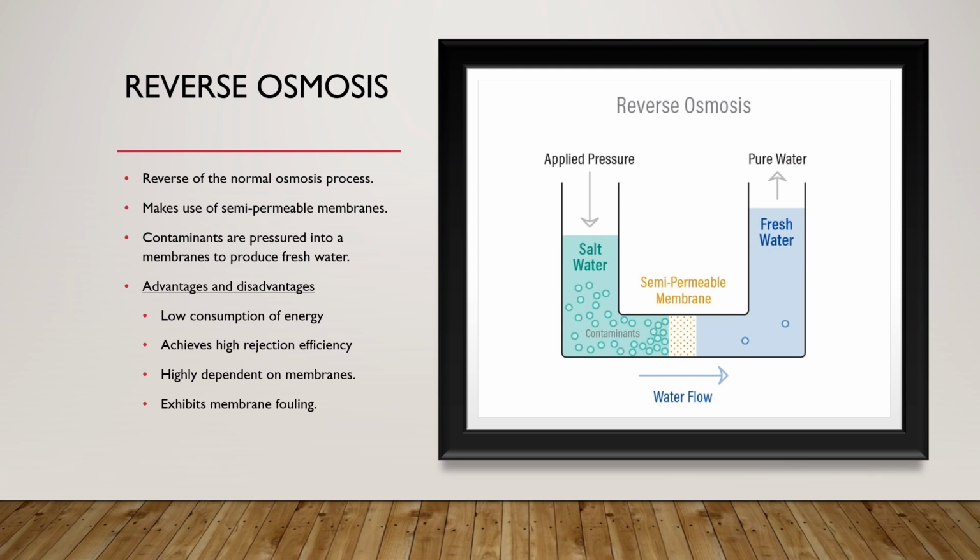Here's a description of what happens during reverse osmosis. We see that the water is pressured. As it is being pressured, the contaminants come face to face with the membrane, and since it is semi-permeable, it allows certain ions to pass through, but others are not allowed to pass through. And as the water flows, we end up with fresh water with the contaminants being stuck at the membrane.